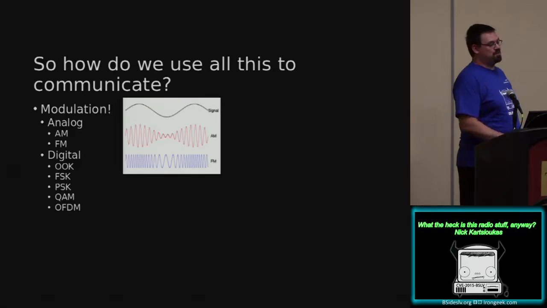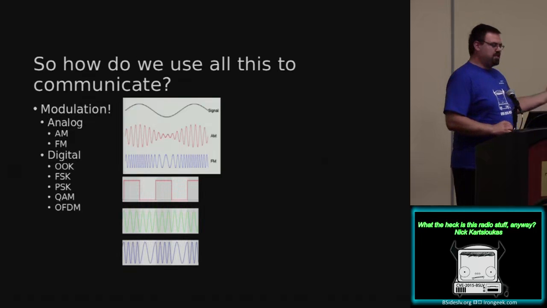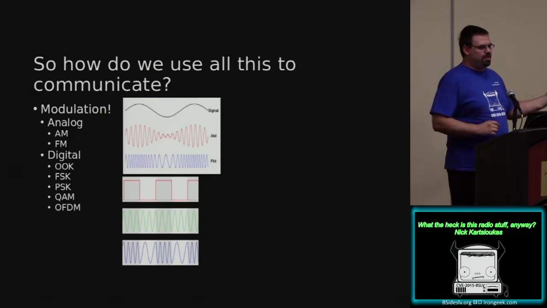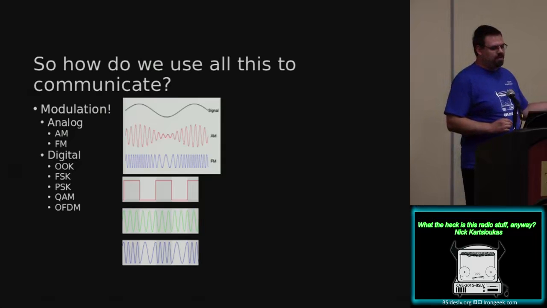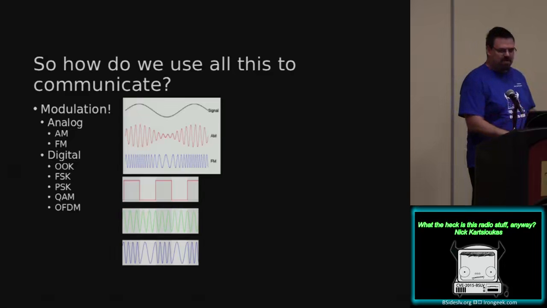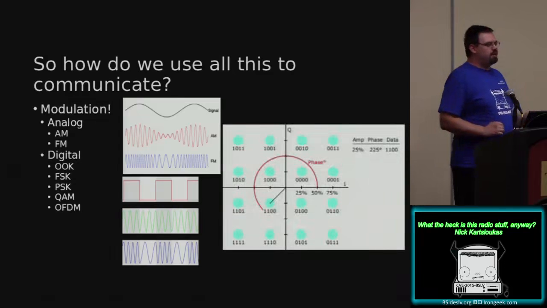The digital stuff is cool. This is binary frequency shift keying, which actually looks a lot like FM. All you're doing is changing the frequency at which you're transmitting based on whether you're sending a 1 or a 0. So you send a slightly higher frequency for a 1 or slightly lower frequency for a 0. Then we get into the really weird stuff. This is quadrature amplitude modulation.